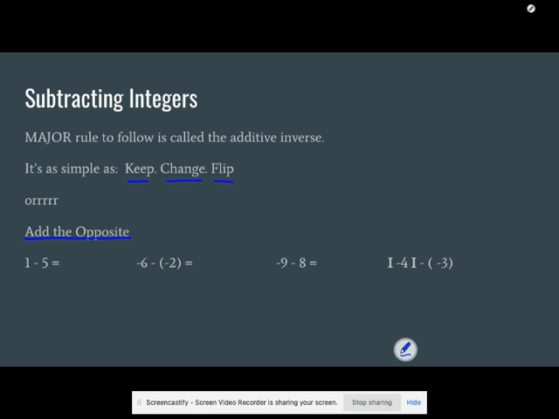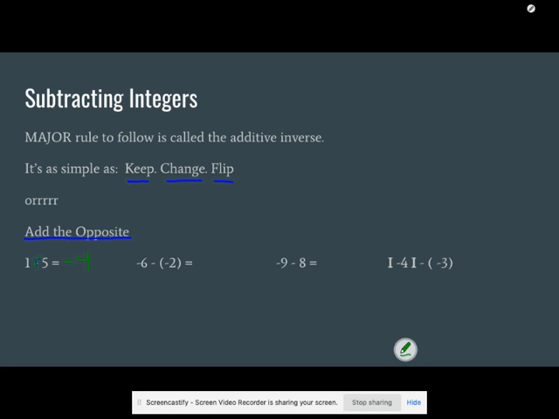So we like addition. Okay, addition makes us happy. And so when I'm looking at subtracting integer problems, I say keep my positive 1, change subtraction to addition, and flip the sign of the second integer. So it's positive 5. I'm going to make that a negative 5. And so my new problem is 1 plus negative 5, which ends up being negative 4.